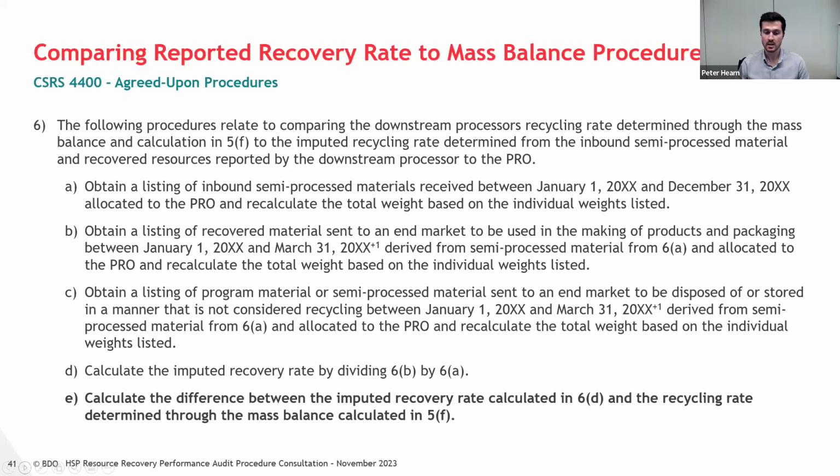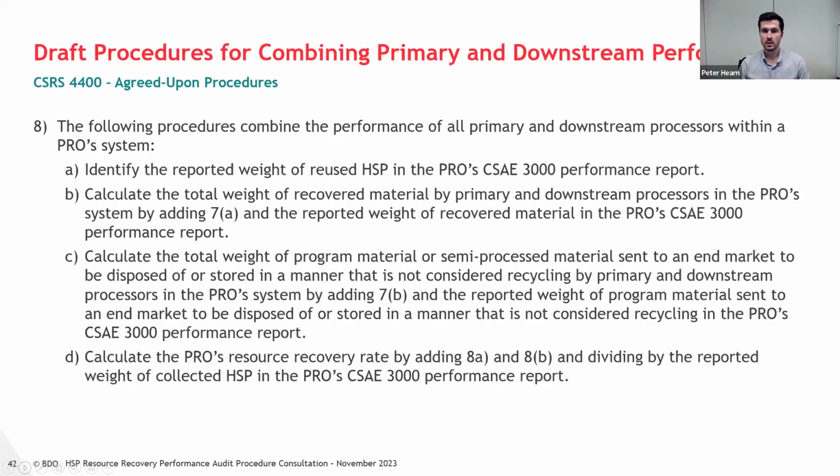So this would be like the example that I gave earlier: they received 100,000, they processed 50,000, which suggests a 50% recovery rate. But if they reported 100,000 and they reported 70,000 performance, which indicates a 70% recovery rate, this would be where an auditor would document the difference, the 20% difference between those two. And then lastly is the combination of the primary and downstream performance, which I mentioned before.